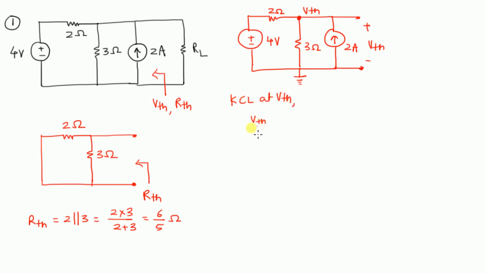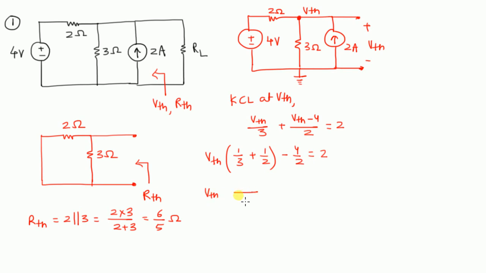So current leaving is VTH by 3. Current leaving is (VTH minus 4) over 2 through this branch, and 2 ampere current is entering, so equal to 2. So we have VTH into (1 by 3 plus 1 by 2) minus 4 by 2 equal to 2.